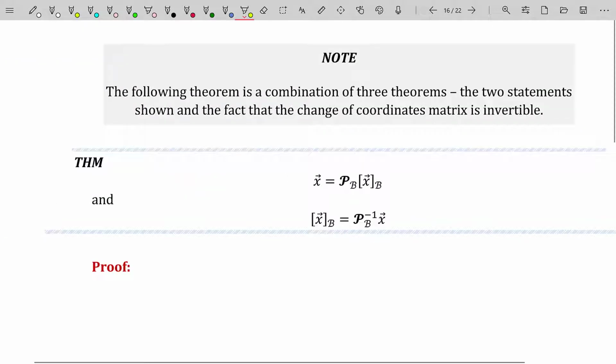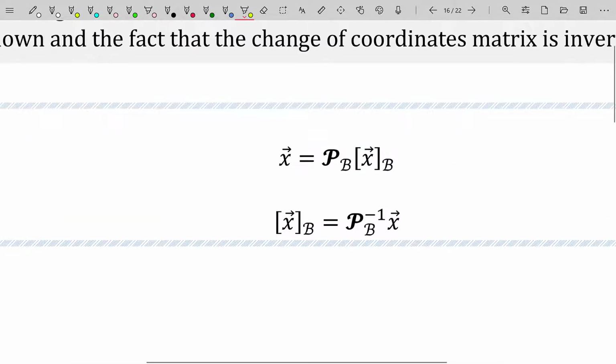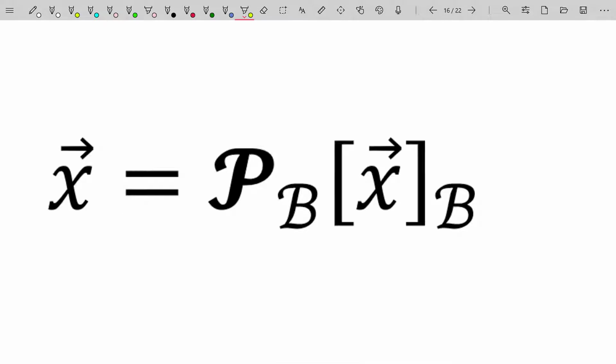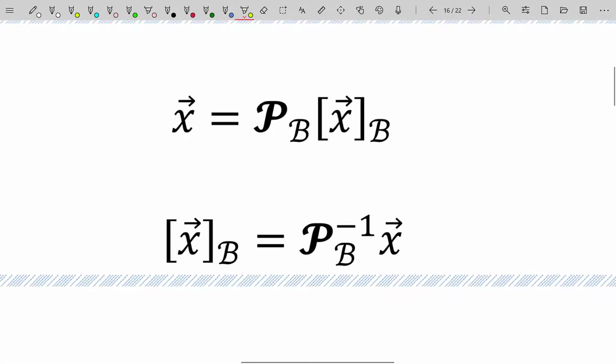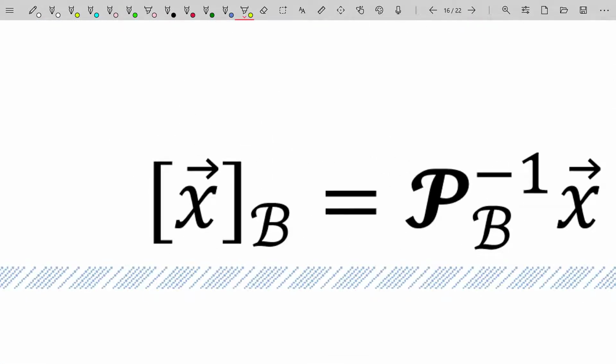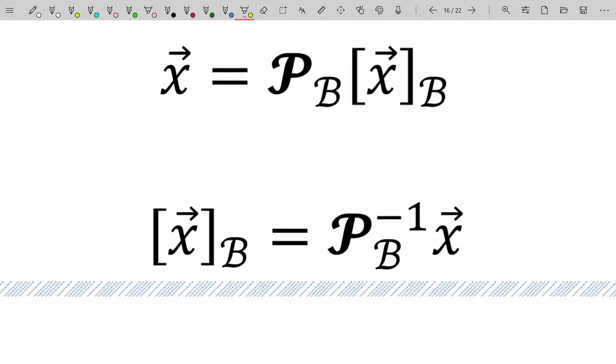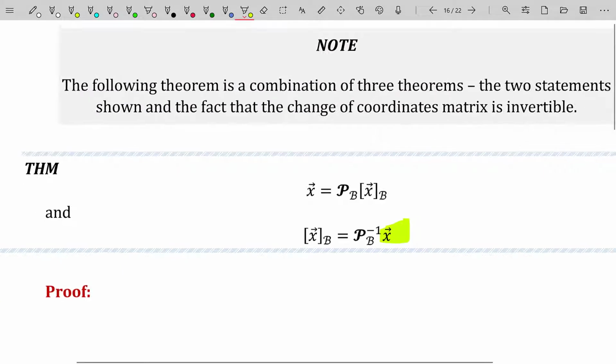And note, the following theorem is a combination of three theorems. The three theorems are the two statements shown here: that the vector x is just the change of coordinates matrix times the B coordinate vector of x. The second theorem is that the B coordinate vector of x is the inverse of the change of coordinates matrix times x. And remember, x is in terms of the standard basis here. And the third hidden theorem is that P is invertible, that the change of coordinates matrix has an inverse, but that is implied by this theorem. I just didn't want to write down 3 pages of theorems if I can encapsulate them in a single page.